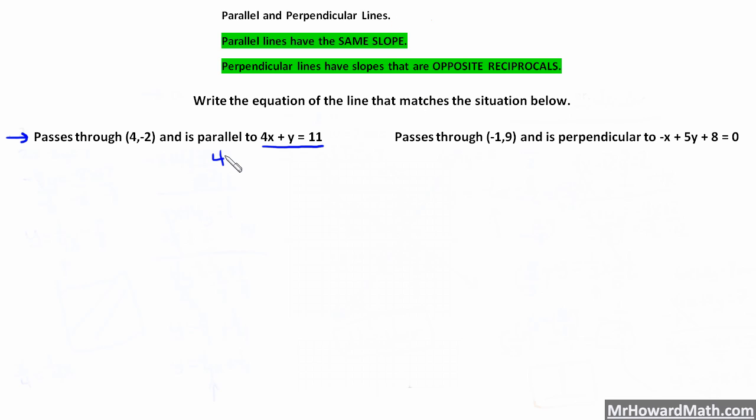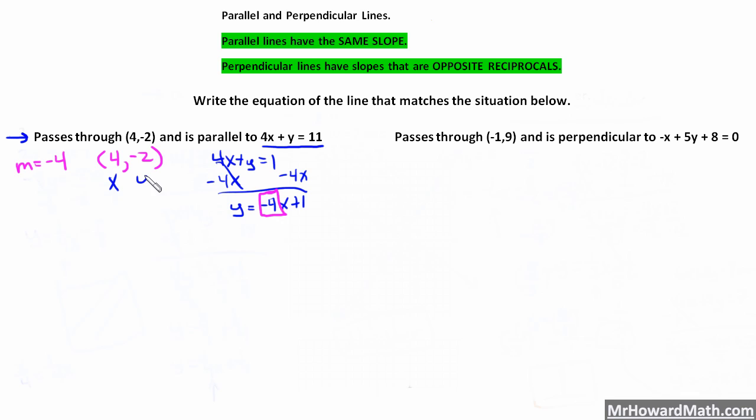So we have 4x plus y equals 11. So we're going to subtract 4x from both sides. Subtract 4x. And we'll get y equals negative 4x plus 1. So here's all we need out of this line. The slope right here. Negative 4. So we know for our line we need an m equals negative 4 and through the point 4 comma negative 2. So we can use point slope here or the y equals mx plus b and solve for b, which is the method I'm going to use here to save time.